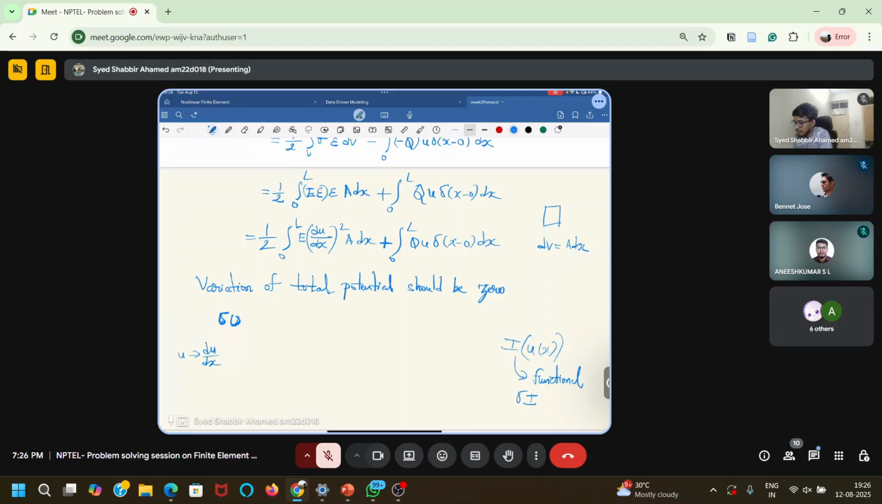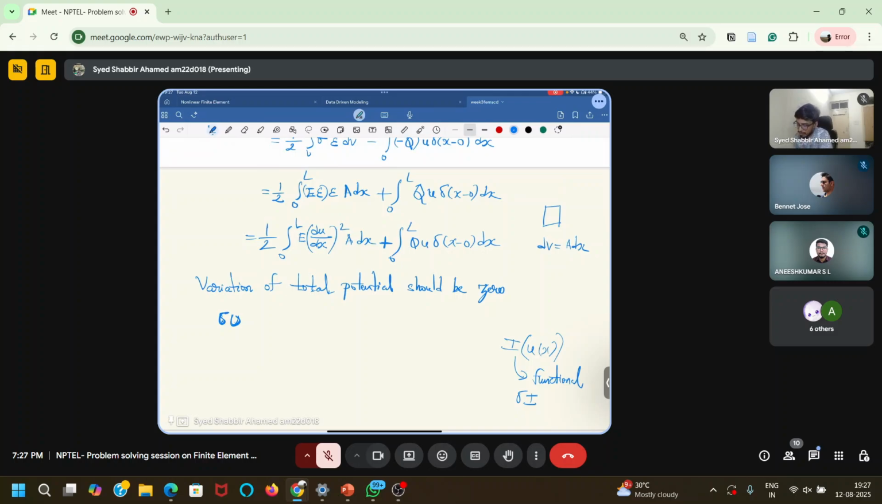If you want to find the maximum or minimum of a function, we take the differentiation of the function and equate it to zero. We will get either the maximum or the minimum of the function. If you want to find the minimum of a potential, which is a functional, it is a function of u. You can see it is a function of u.